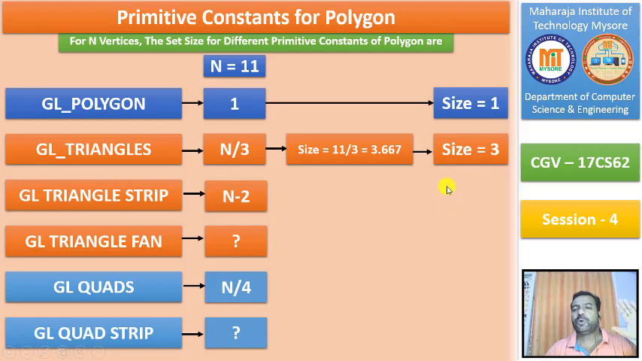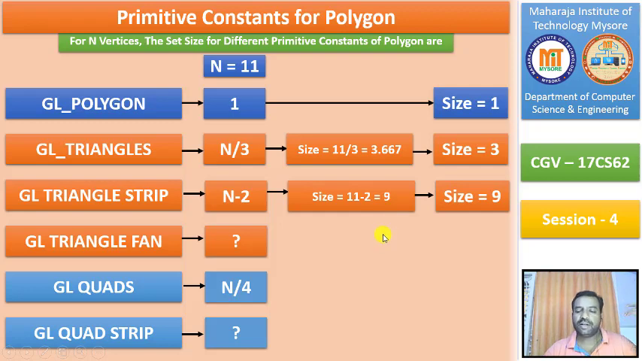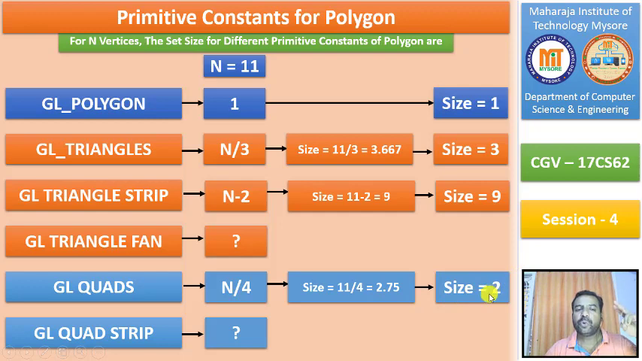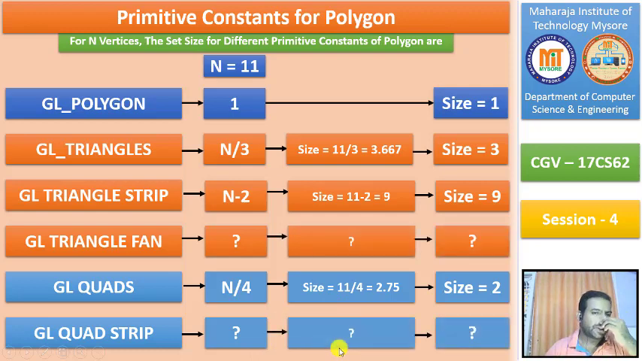Hence, the set size is going to be 3 triangles. And similarly in this, 11 minus 2, that is 9. The size is going to be 9. Similarly, I want you to find it out for GL triangle fan for n equals 11, and for GL quads it is 2.75. Hence, I'm going to have only 2 quads. I'm going to have only 2 quadrangles. Similarly, I want you to find what this is going to be. So just think of this and try to find what exactly the values and the formulas are, and the value you're going to get with respect to size.